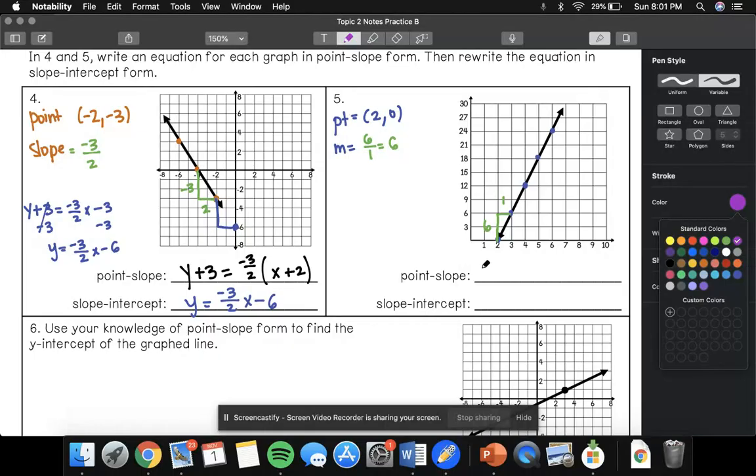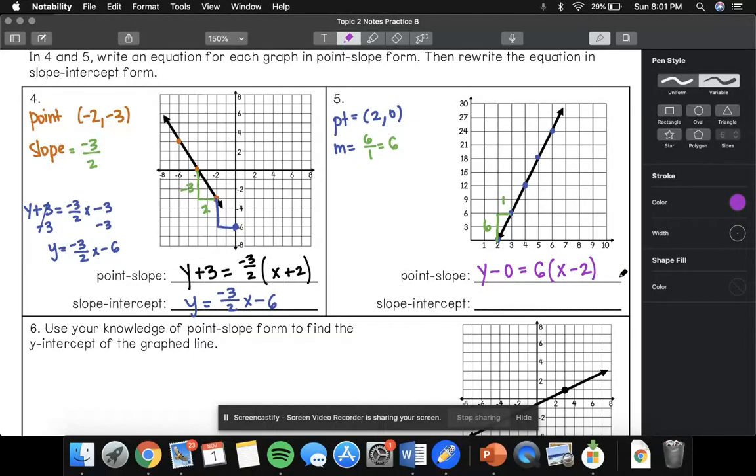So in point slope form, y minus y1, 0, equals m times x minus x1, or 2. Then when we rearrange it into slope-intercept form, we just solve for y. So first we distribute the 6. Adding 0 doesn't really do anything to this equation. So y equals 6x minus 12. Okay, which again makes sense. If we went down 2 or down 6, we'd be at -6. We'd go down again, we'd be at -12.